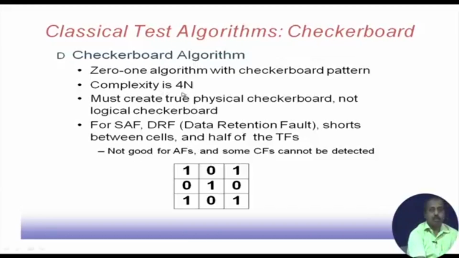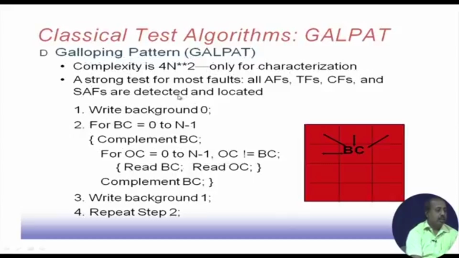Complexity is 4n. Another very good algorithm for memory testing is known as GALPAT, or galloping pattern algorithm. This diagram tells what it essentially tries to do. I have a total of n cells, and BC is the cell that we are considering now.